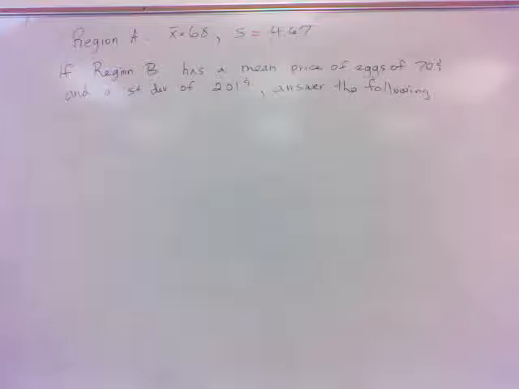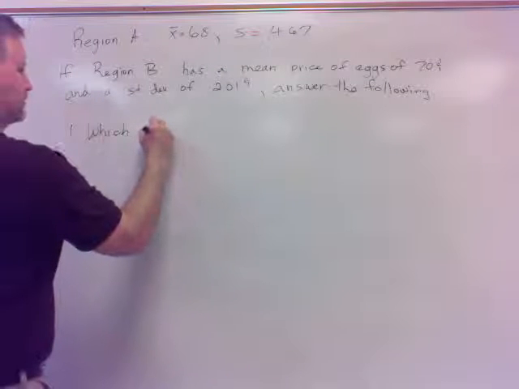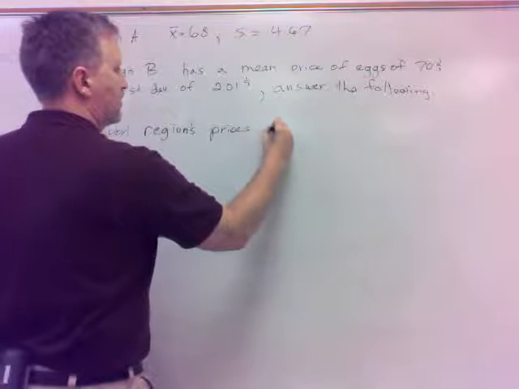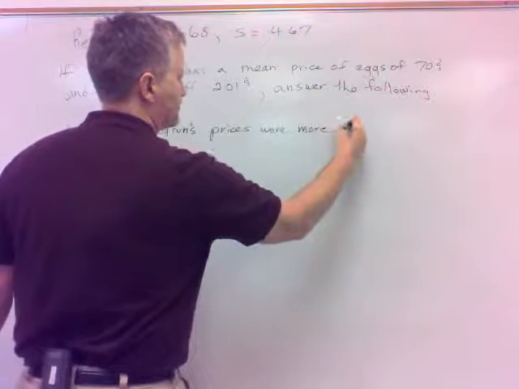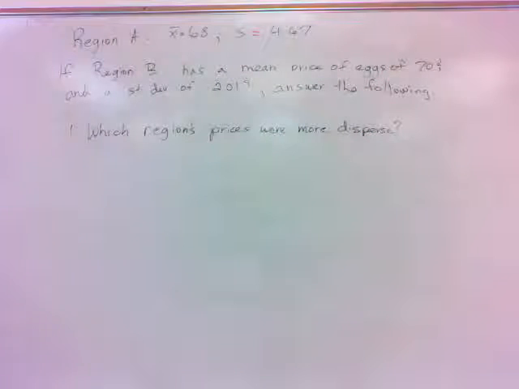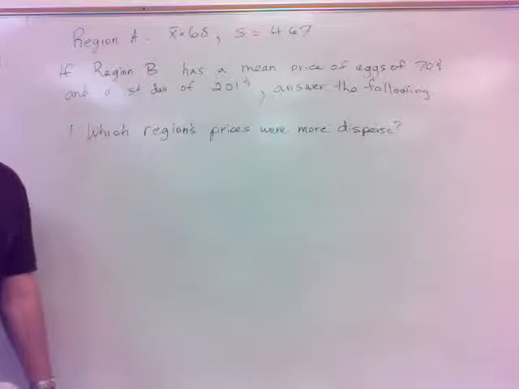Number 1. Which regions' prices were more dispersed? Well, that was another reason for not giving you the data for B. We know data for A, and if we had the data for B, maybe we could eyeball it, but I don't know that we could since they have 10 values there. Anyway, they're harder to compare the more values you get.